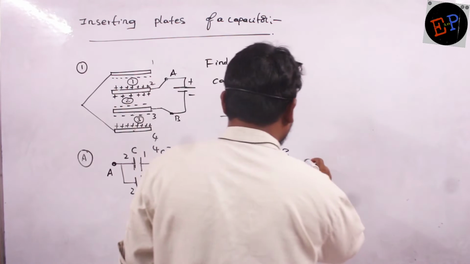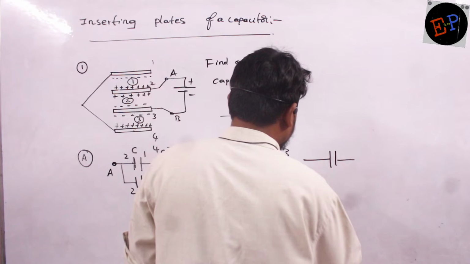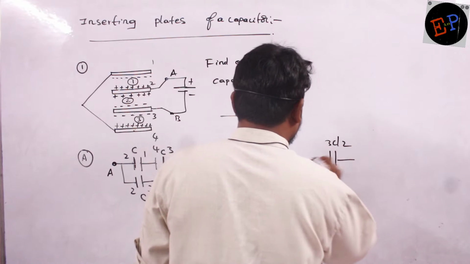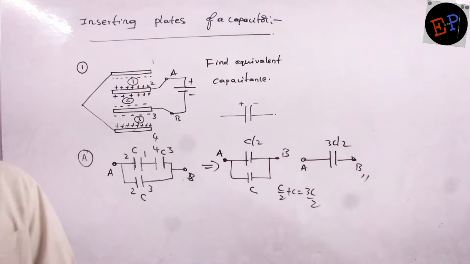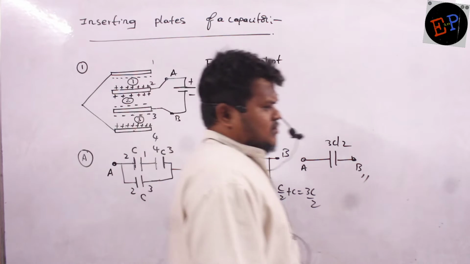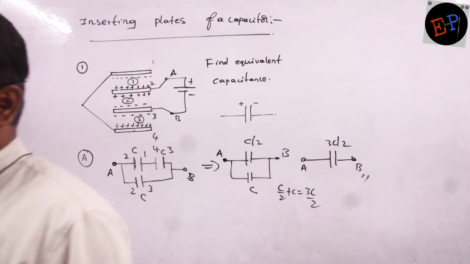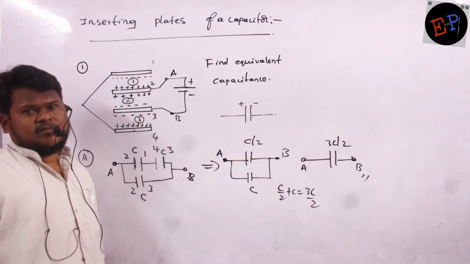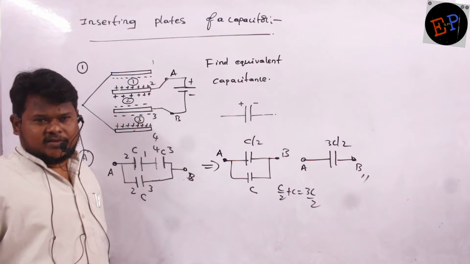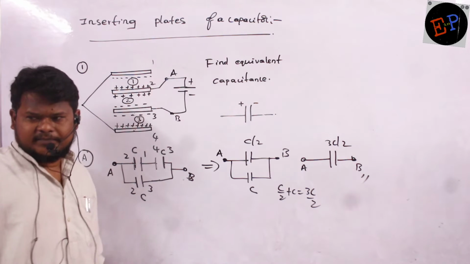So therefore what is the total equivalent capacitance? C by 2 plus C is equal to 3C by 2. So 3C divided by 2. So this is the equivalent capacitance between A and B. Have you understood the method of solving? Okay. So this type of questions are very very common in the examinations. Very carefully you should understand the connections. If there is any wrong connection, instead of getting positive marks, you will get negative marks. So you should be very careful. Clear?